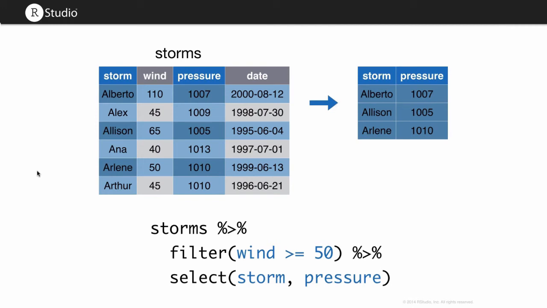And then if you read through what we're doing here, I think this way of reading code is actually very transparent. Take storms, then filter it to just the rows where wind speed's greater than 50, then select from it storm and pressure. Just read the piping operator as "then," and I think it makes your code very legible.